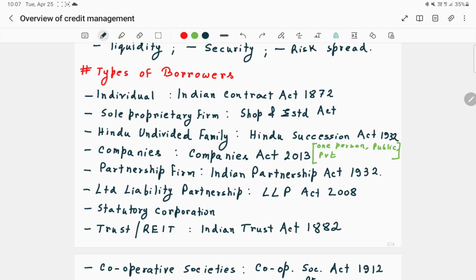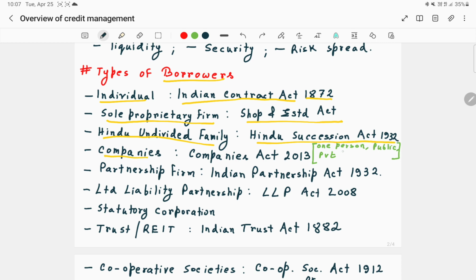Now, there are different types of borrowers who avail the credit facilities from banks, and each of these borrowers fall under some act through which they are maintained, right? So for example, if someone is an individual and an individual takes a loan, he will fall under the Indian Contract Act 1872. If a sole proprietary firm takes a loan, that firm will fall under the Shops and Establishment Act. A Hindu undivided family will fall under the Hindu Succession Act 1932.